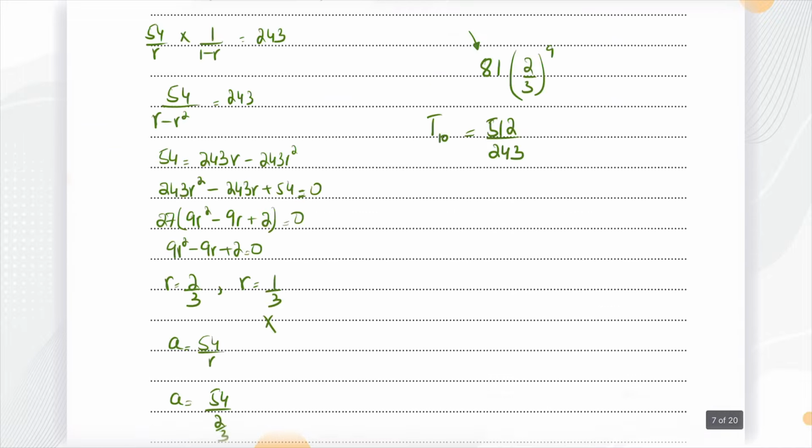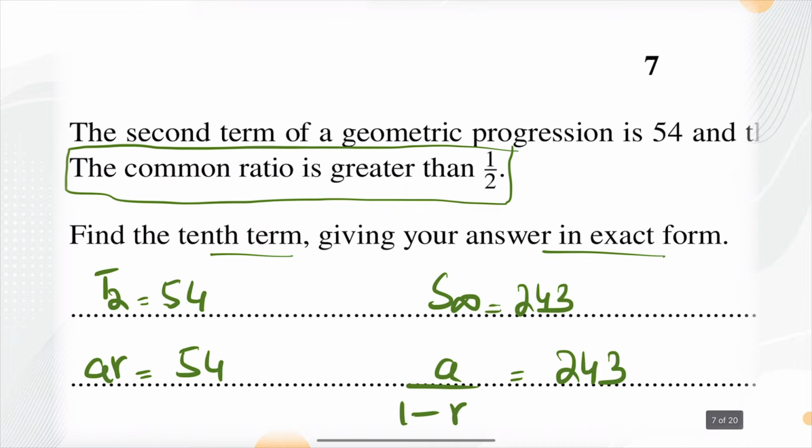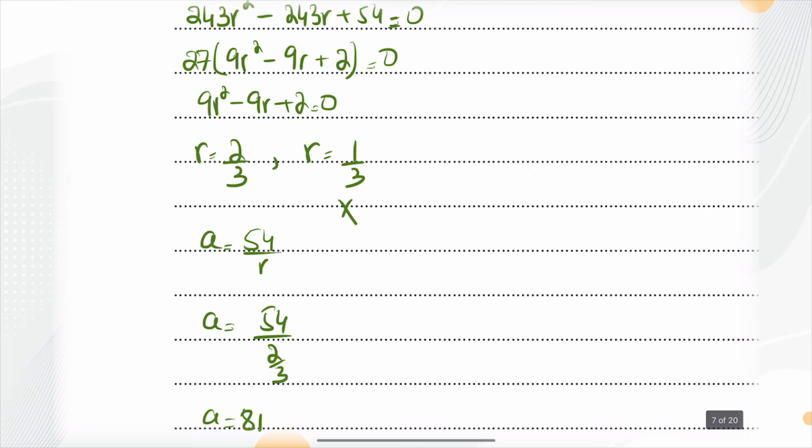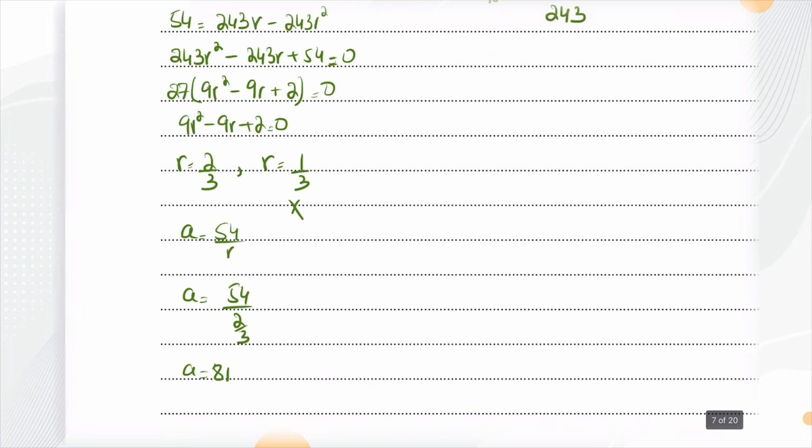Sir, I have a question. Go ahead. So why do you reject the 1 upon 3 value? So the question said at the very beginning that the common ratio is greater than 1 upon 2. So if you look at the two values of R that we're getting, which one is greater than 1 upon 2? It's 2 upon 3.